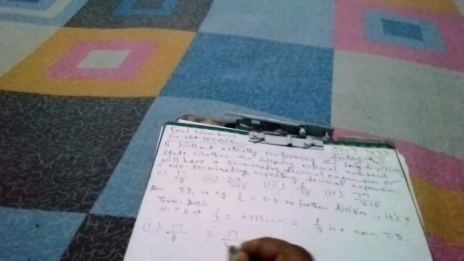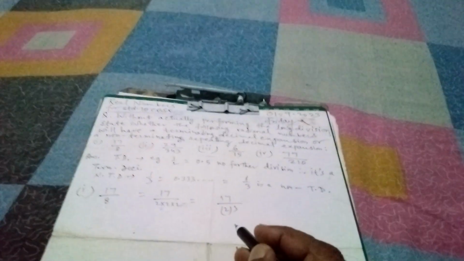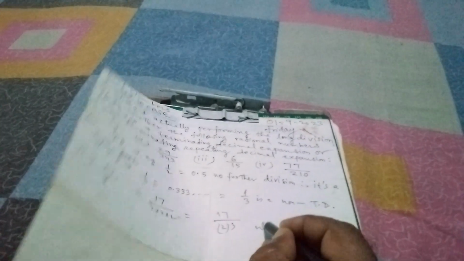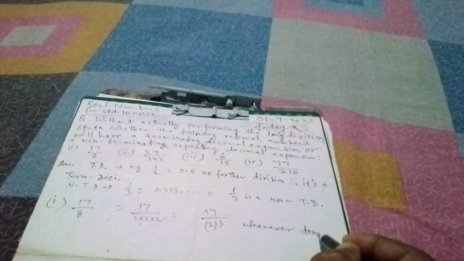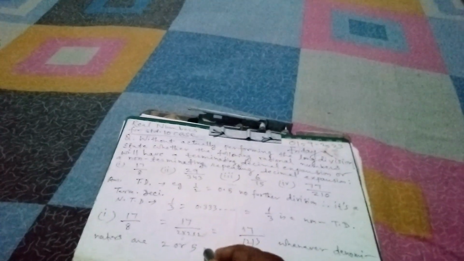Now number 1. Here it is 17 by 8. So if you are factorizing 8, then we are getting 2 into 2 into 2. That is 17 by 2 to the power 3. So you have always to keep in mind, whenever the denominators are 2 or 5, yes, 2 or 5 or both, the fraction is a terminating decimal. And therefore we can say that 17 by 8 is a TD, terminating decimal.